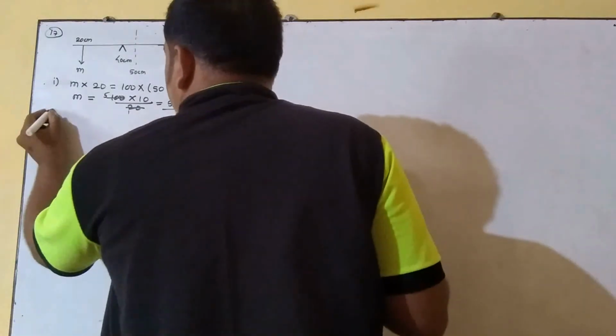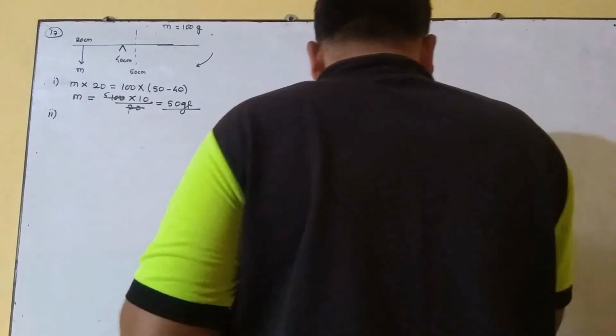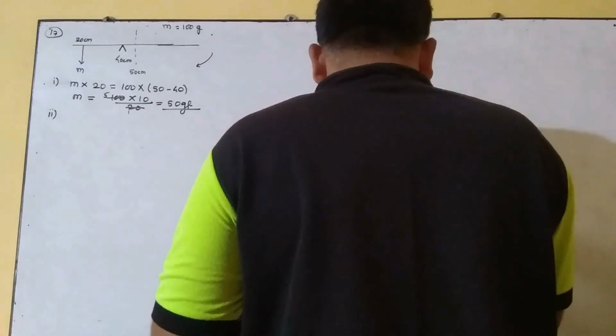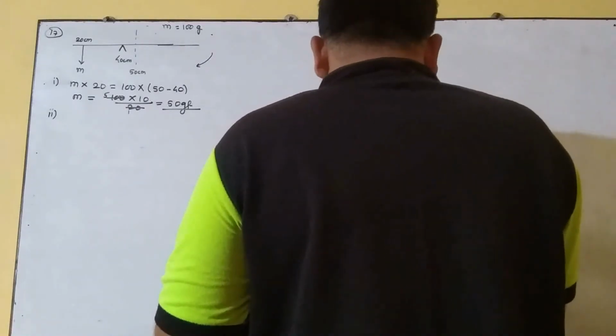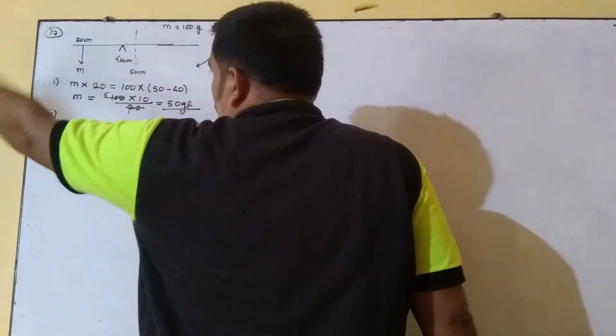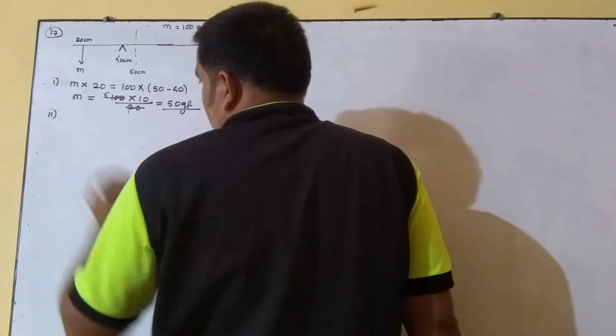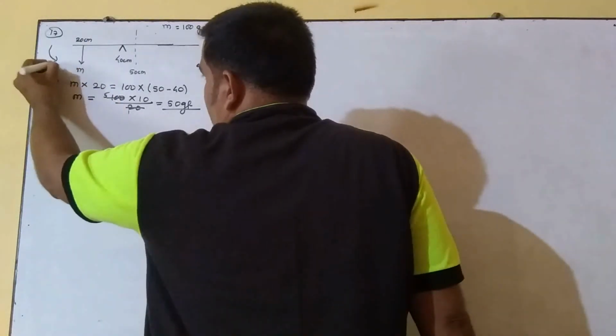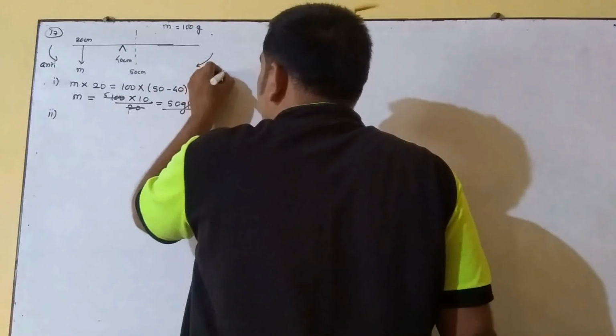So the requirement of the first question is fulfilled: the mass is 50 GF, or we can say gram. Next, second: to which side will the ruler tilt if mass M is moved to the mark of 10 centimeter? If we move it to a mark of 10 centimeter, then this provides an anti-clockwise moment, and this provides a clockwise moment, so we have to check.